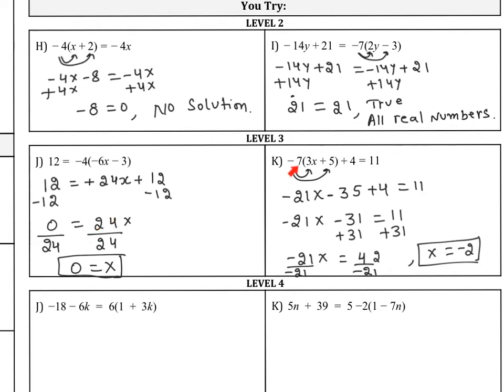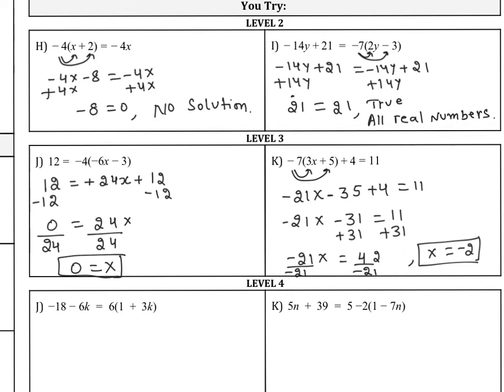For letter K, distribute the negative 7 inside the bracket. Negative 7 times 3 would be negative 21x. Negative 7 times 5 would be negative 35, plus 4 equals 11. Combine the like terms. Negative 35 plus 4 will be negative 31 equals 11. Now have the variable on one side and bring the number to the other side. Add 31 on both sides. The 31 and 31 cancel. So negative 21x equals 42.